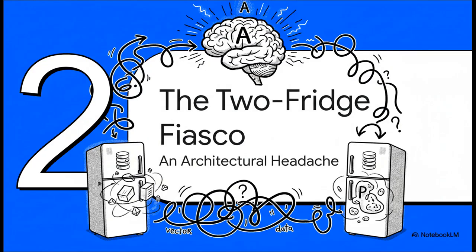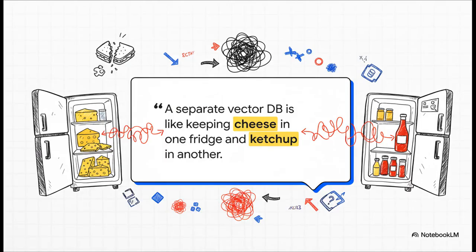This whole performance problem leads directly to a massive architectural headache that, well, we're calling the two-fridge fiasco. And this quote just nails the problem perfectly, doesn't it? When your data lives in two different places, even the simplest tasks become chaotic. You go to make a sandwich, you grab the cheese from one fridge, but hold on, where's the ketchup? Oh, right, it's in the other fridge. It just leads to duplication, a ton of confusion, and frankly, a huge mess.